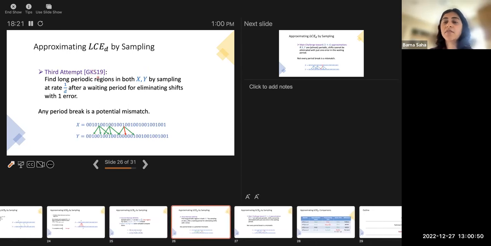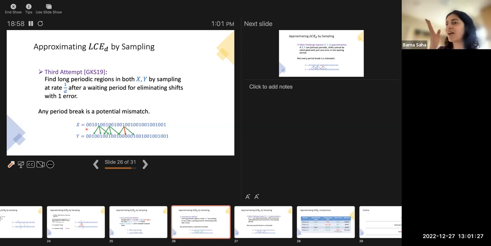GCAS 19 is a paper on gap edit distance from Fox 2019. They also needed to compute approximate LC queries, not LCD queries though. So they wanted to compute LC1 queries with an approximation factor of D. For that, whenever they start from a particular position X and Y in capital X and capital Y, they have a waiting period. In this waiting period, they look at all possible shifts where the matches are exact. And that helps them to eliminate some other shifts because they are really looking for LC1 queries.